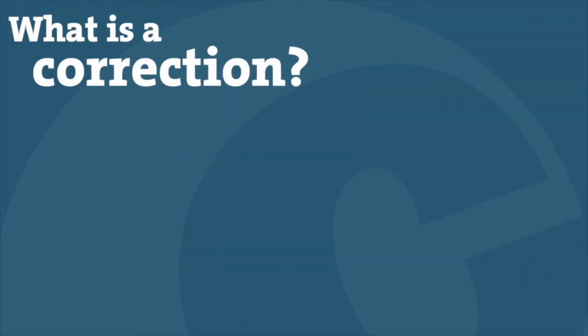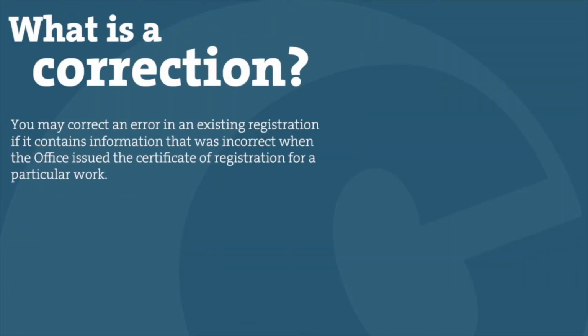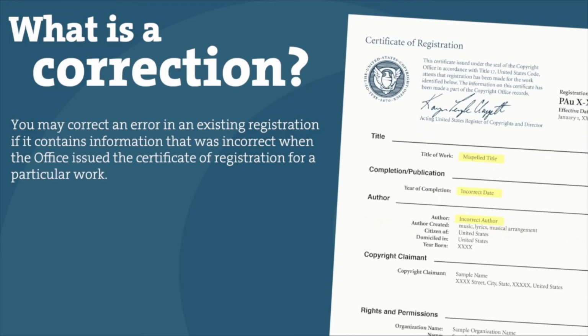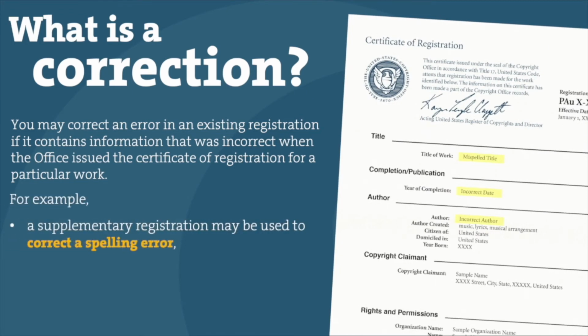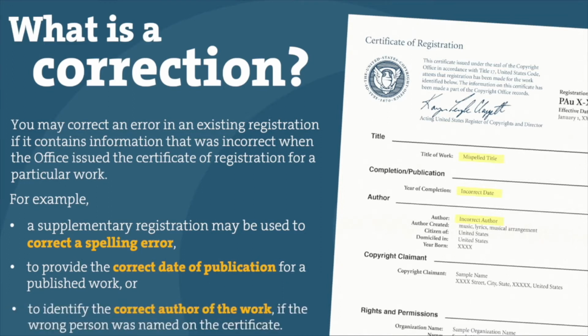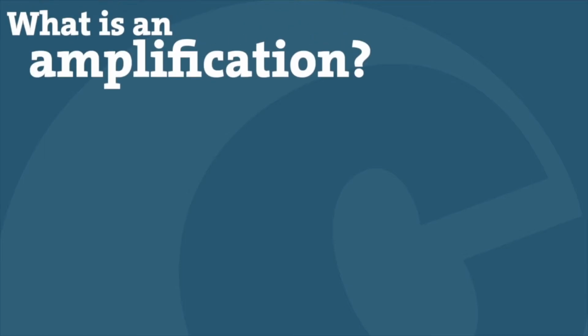What is a correction? You may correct an error in an existing registration if it contains information that was incorrect when the office issued the certificate of registration for a particular work. For example, a supplementary registration may be used to correct a spelling error, to provide the correct date of publication for a published work, or to identify the correct author of the work if the wrong person was named on the certificate.